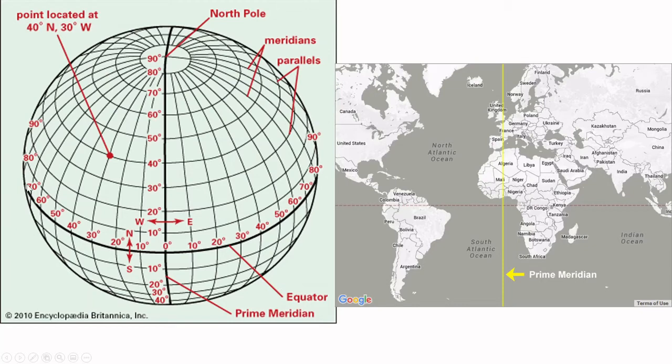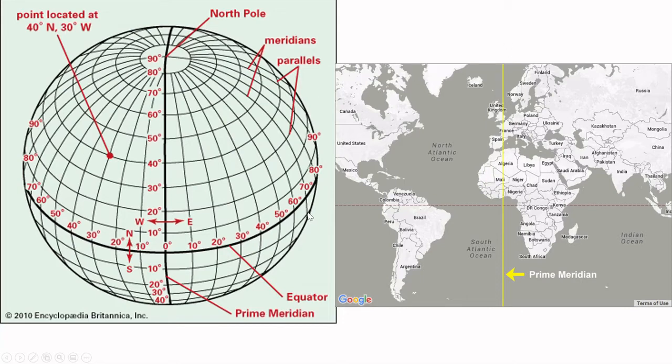So here, this is the equator. In this graph, we can see the equator. Malaysia is very close to the equator. In fact, Hawaii is also quite near to the equator. And we have another one, the prime meridian. This is the prime meridian, the vertical yellow line.